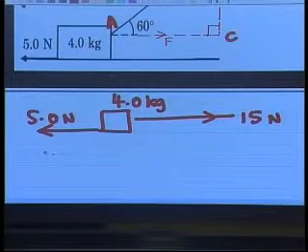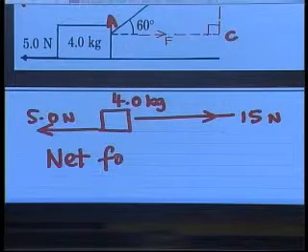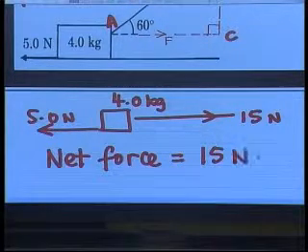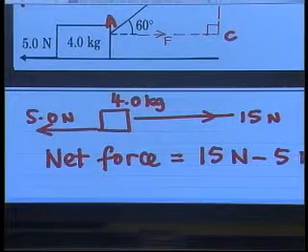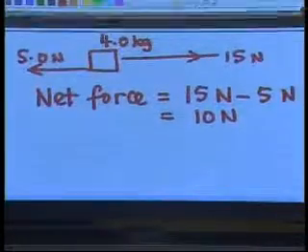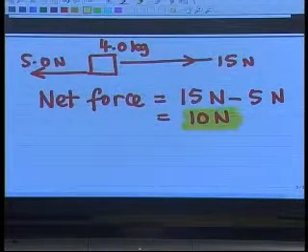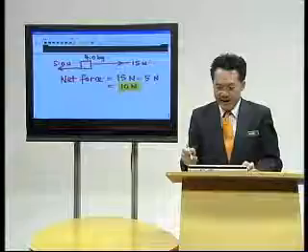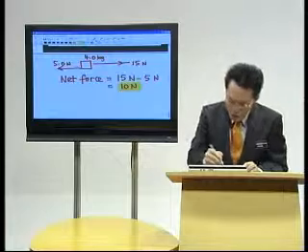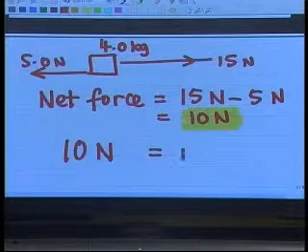So what is the net force here? It is 15 Newtons minus 5 Newtons. So what do I get? I get 10 Newtons. This 10 Newtons is the net force that we are having, and this net force will accelerate the object. And of course, all of you will remember that this 10 Newtons, the net force, will give me ma.